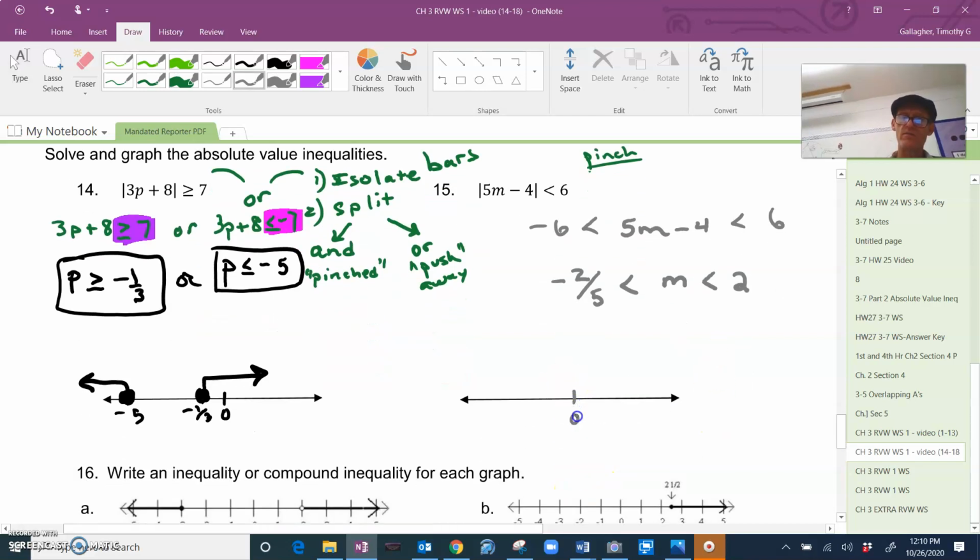This is 0. Negative 2/5 is close to 0, so I'm going to put a negative 2/5 right here, and 2 is probably up here. I'm going to circle both of these, and I'm going to read the inequality, less than 2 and greater than negative 2/5. And that means all the numbers in between negative 2/5 and 2.